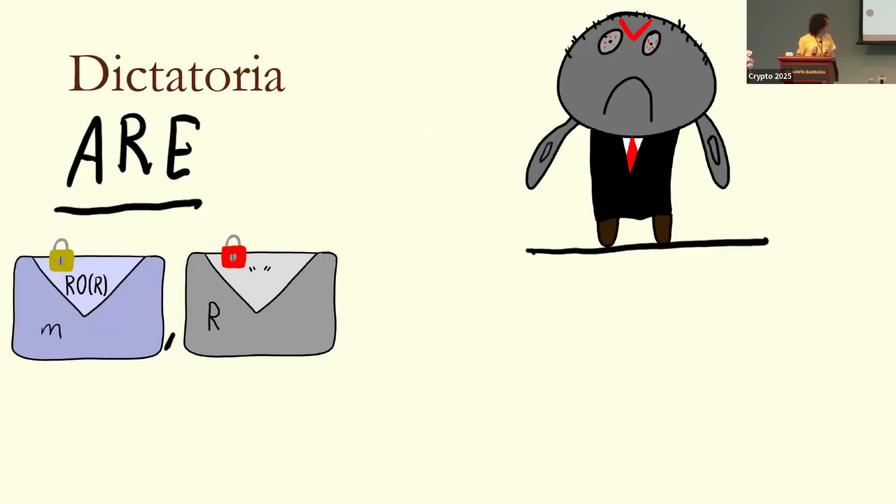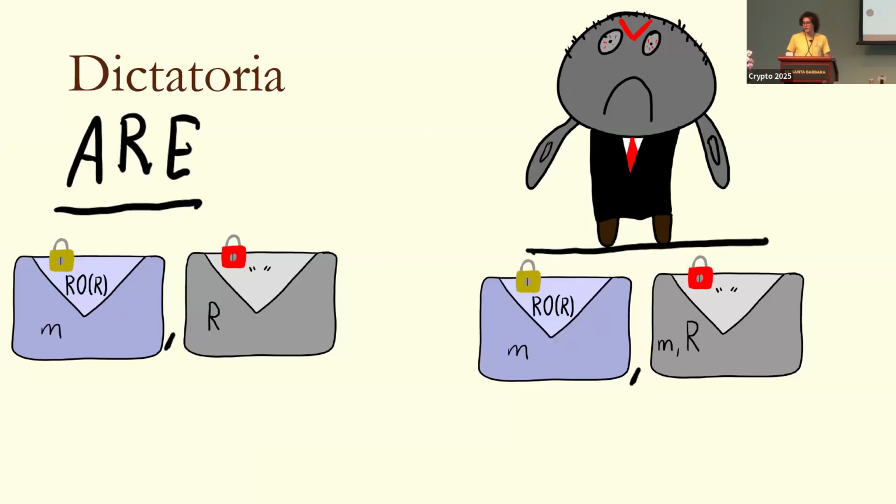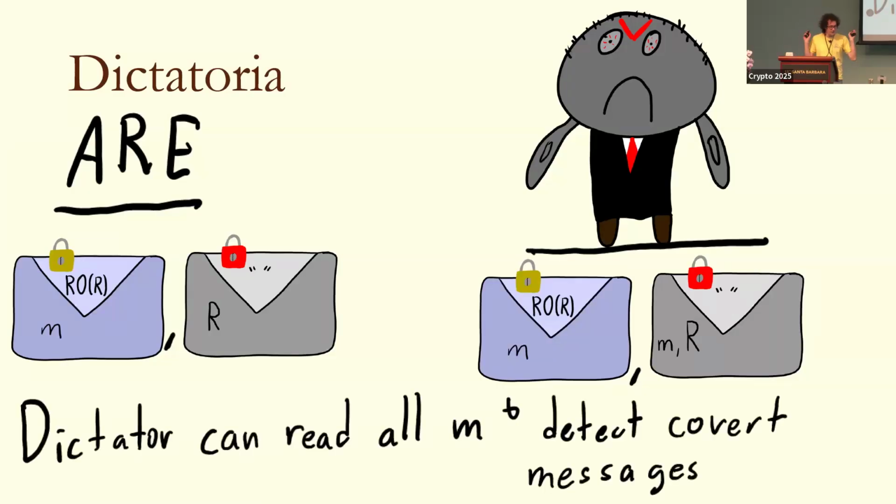So as I promised in Dictatoria, we would give a scheme that is anamorphic resistant and has a universal backdoor. We can add a universal backdoor very easily to our protocol by just including the message inside the second ciphertext. And now a dictator can read all messages and detect covert messages just by decrypting the second ciphertext and reading M and then checking whether the ciphertext was constructed honestly.